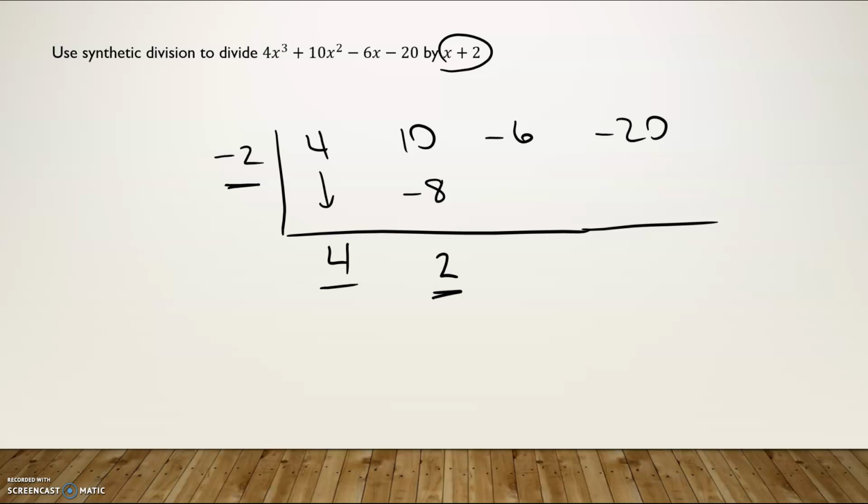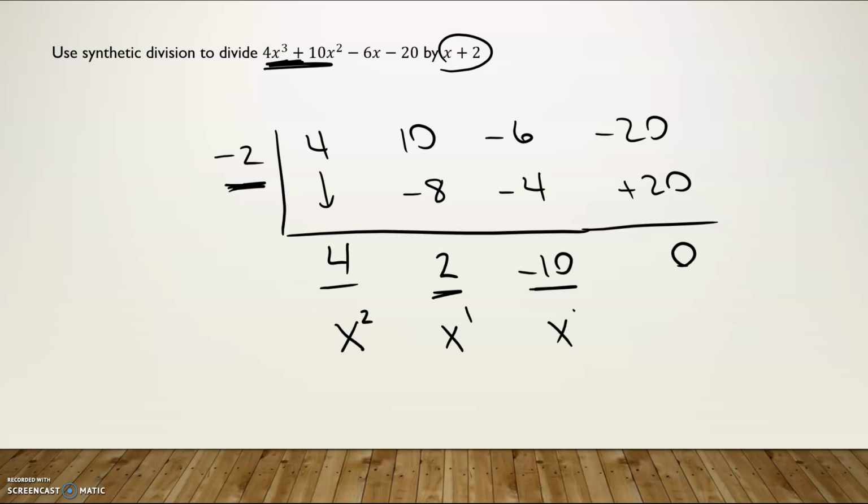Negative 2 times 2 is negative 4. A negative 7 plus negative 4 is negative 10. Negative 2 times negative 10 is a positive 20. Okay, and my remainder is 0. Notice how this started at x cubed, so this will start 1 less, so x squared, x1, x sub 0, so that's my constant. So my final answer is 4x squared plus 2x minus 10.